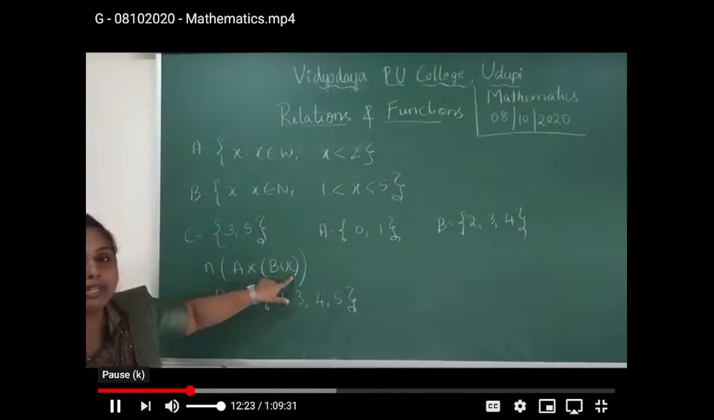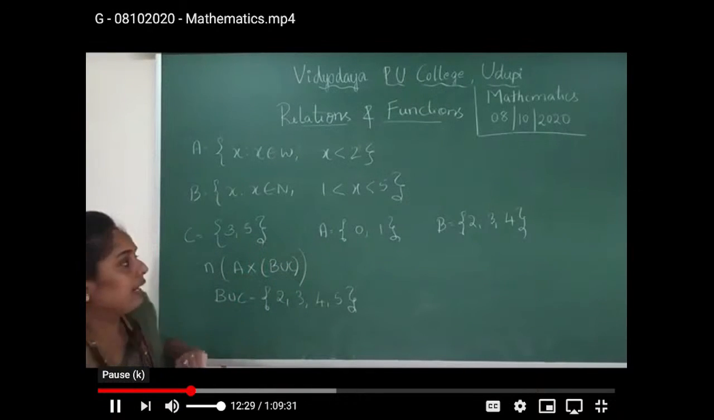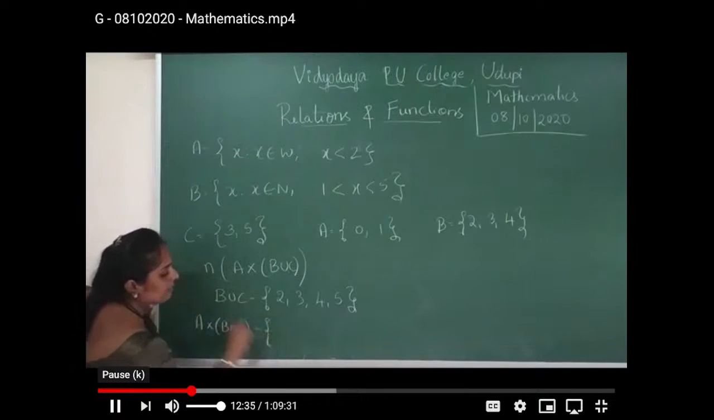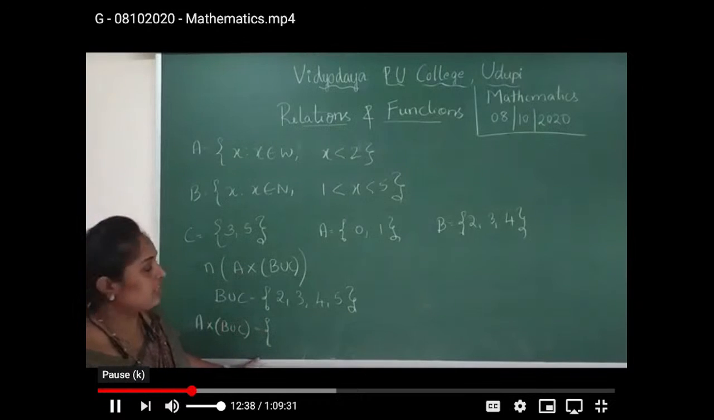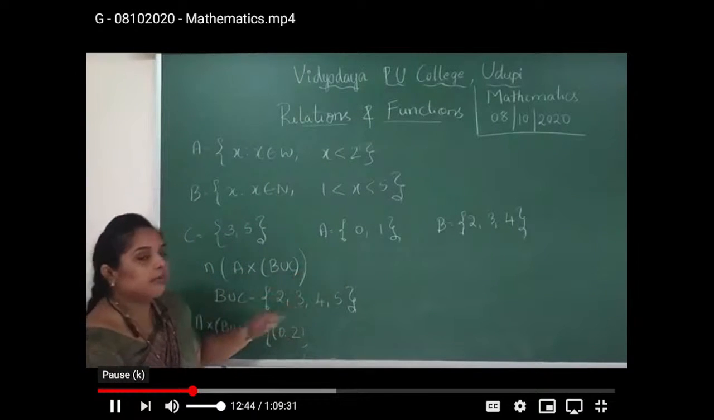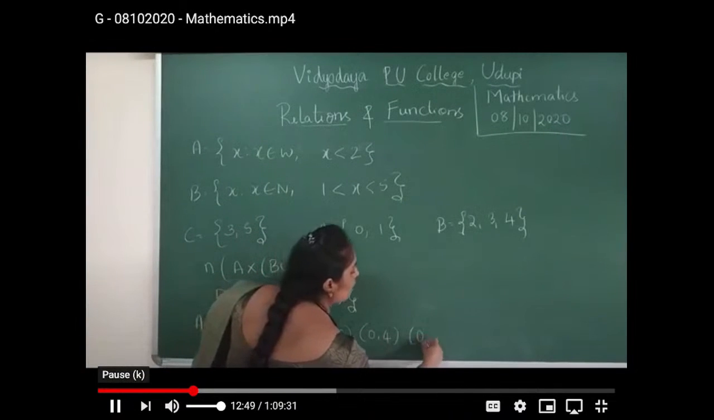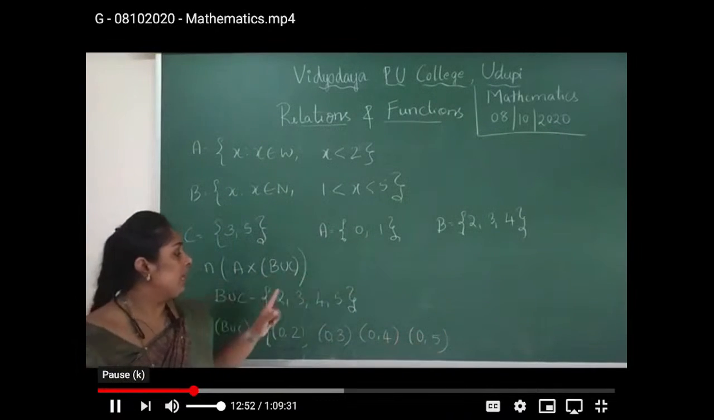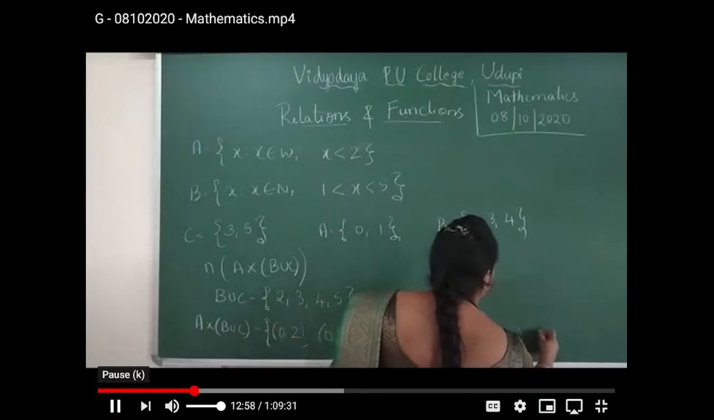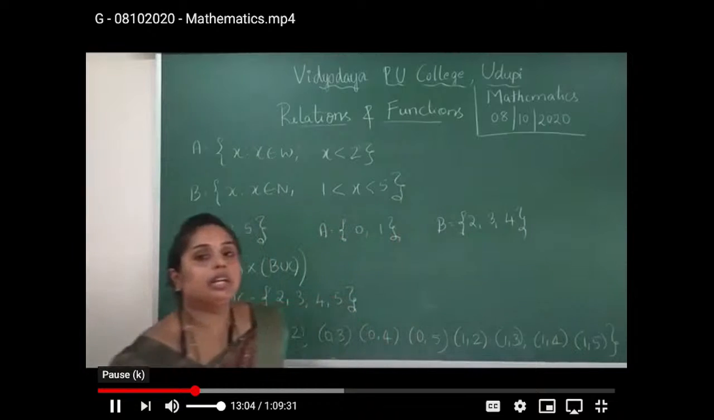Next, find A cross B union C. This is set A cross B union C. You know how to find all those things. You know how to write A cross B, the Cartesian product: 0, 2; 0, 3; 0, 4; 0, 5. Next is 1, 2; 1, 3; 1, 4; 1, 5.